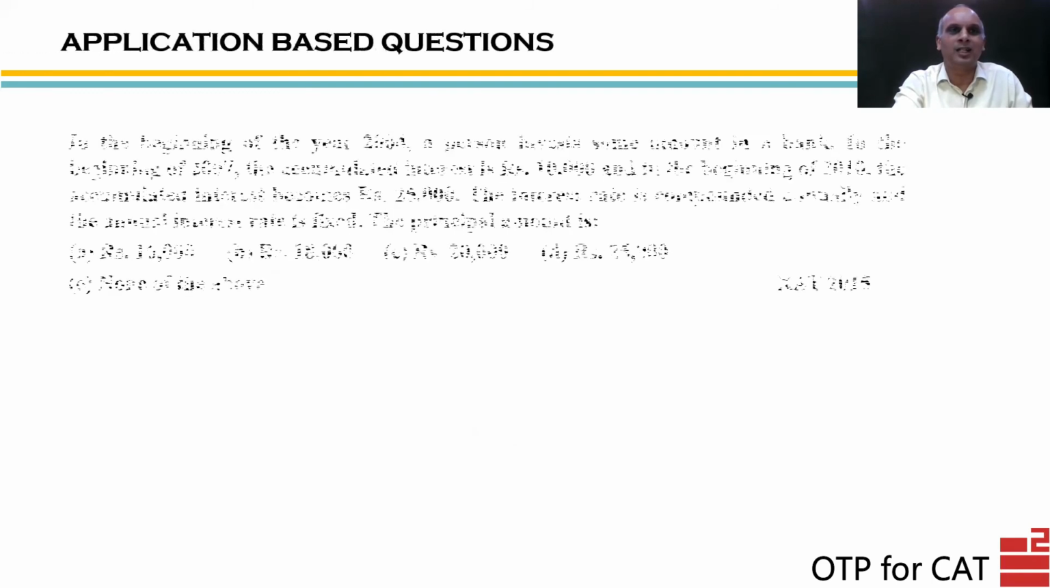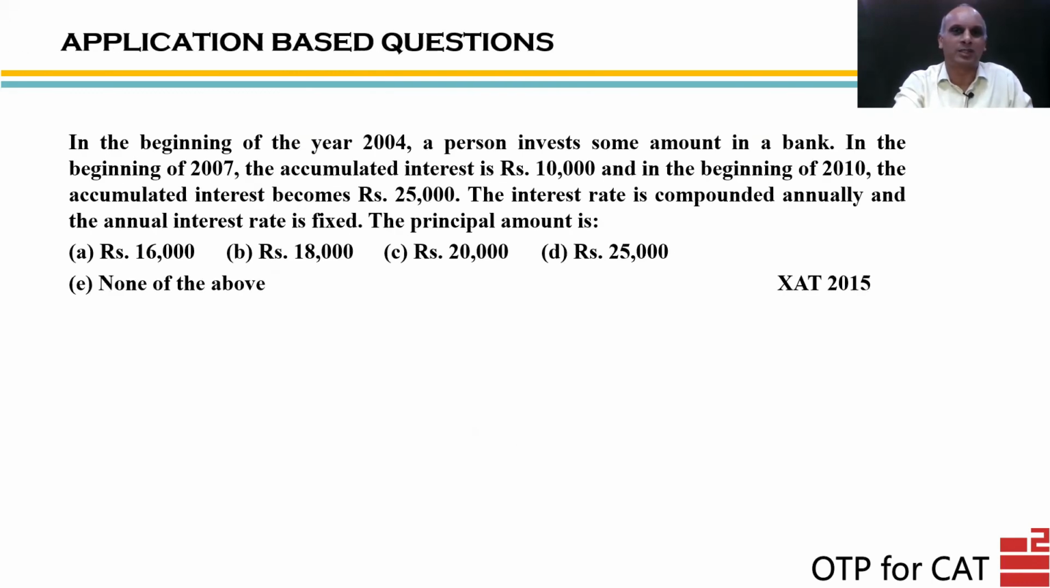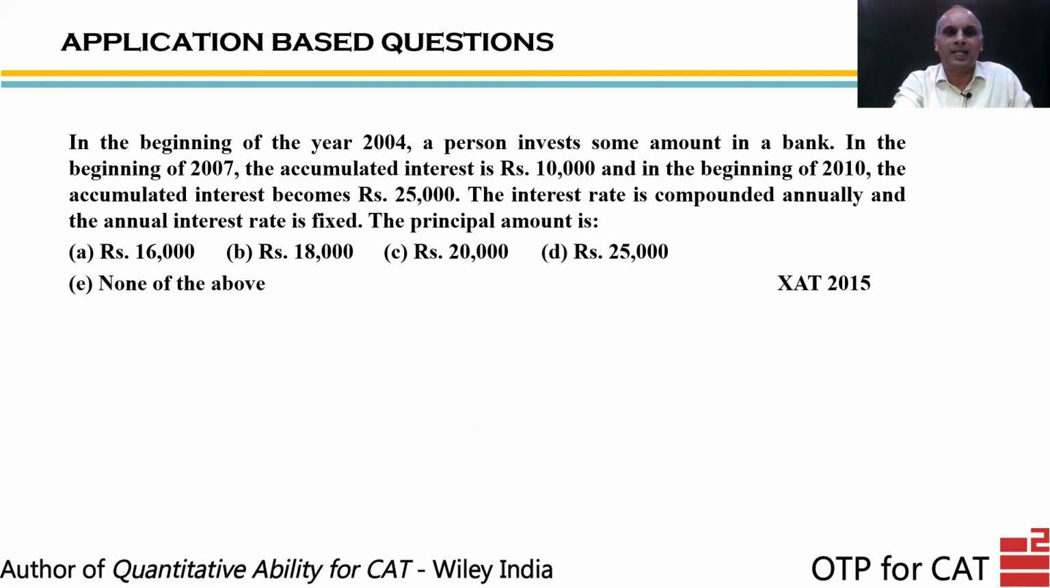Let us now turn our attention to application-based questions. So our first problem is a XAT 2015 problem. If you read this carefully, it talks of 3 years, 2004, 2007, and 2010. From 4 to 7, it's a gap of 3 years, and from 4 to 10, it's a gap of 6 years. We have to find out the principal value.